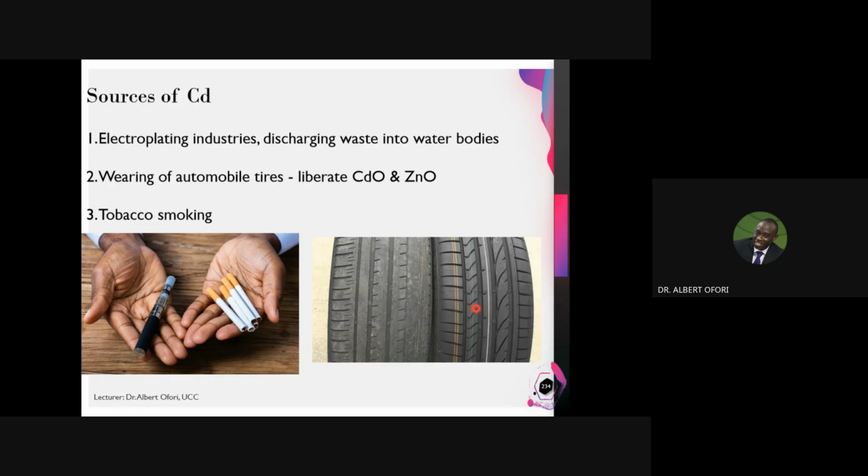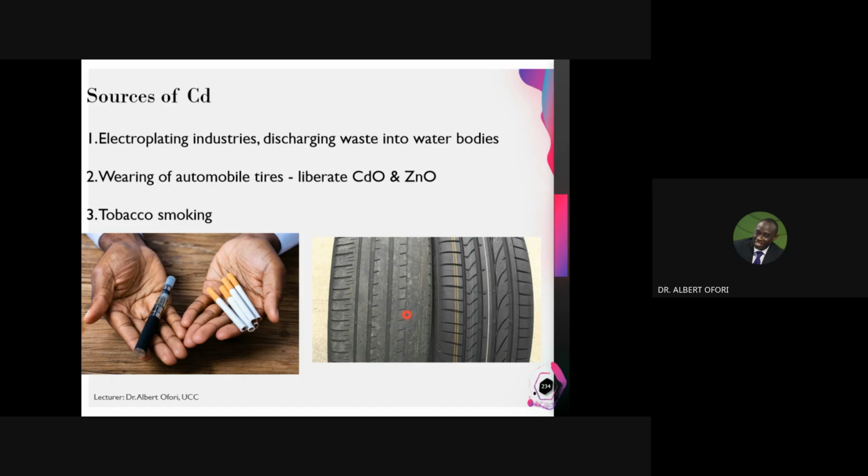Now, talk of tires: the component of zinc oxide is in those car tires. So when they burn the tires, it releases cadmium into the atmosphere. Especially those that use tires to treat their cows, or when they kill cows and goats, then you see them burning tires. So that's the meat.